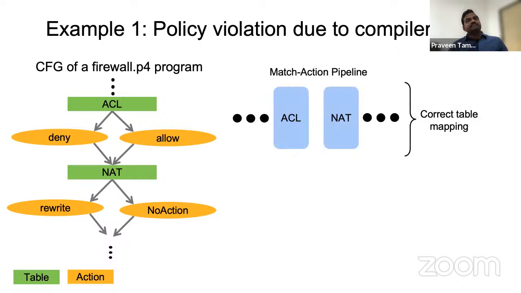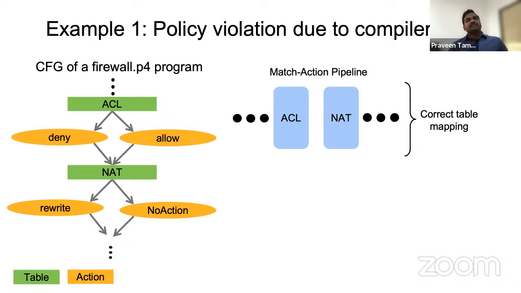And if everything goes well, the compiler should translate this CFG to a match-action pipeline and place these tables in the switch pipeline, where ACL is applied first, where you filter the traffic based on the private IP addresses, followed by NAT, so that it will replace the private IPs with public IP.